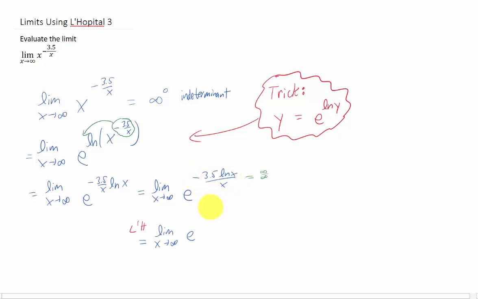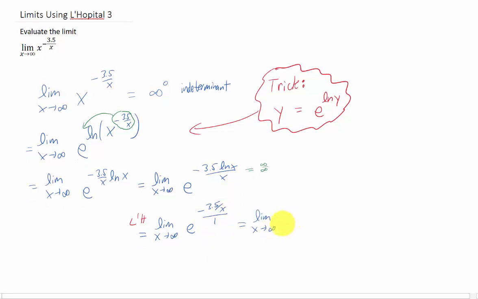If we take the derivative of the numerator, we get negative 3.5 divided by x, because the derivative of natural log is 1 over x. The derivative of x in the denominator is just 1. And I'll just rewrite this.